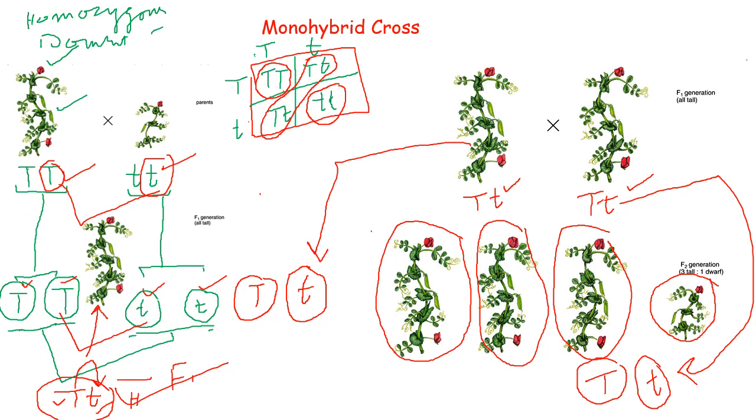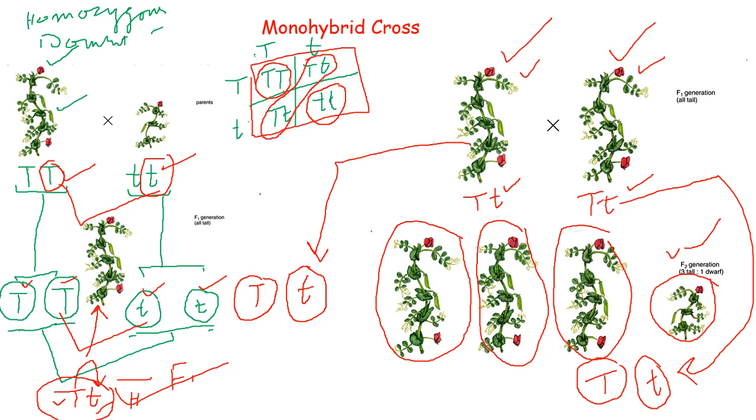Now both the parent plants were tall, but in the F2 generation we have one plant which is dwarf. So what was in the two tall parents that led to the production of a dwarf plant in the F2 generation?